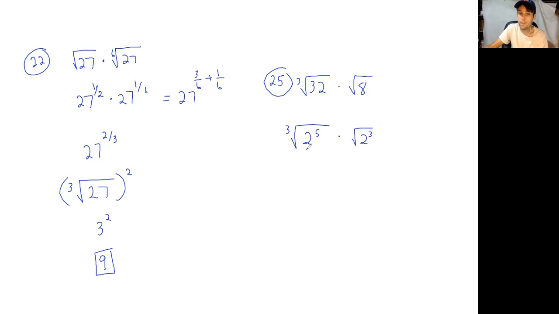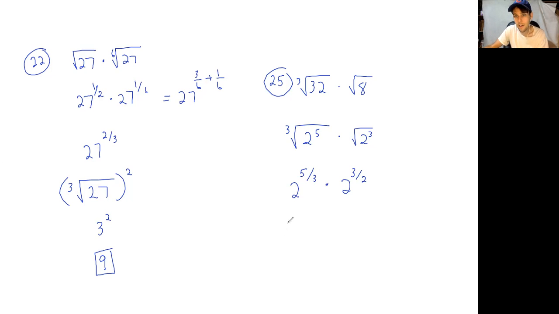Okay, now, since I have the same base, I have a base of 2, I can rewrite these using exponents. So I have 2 to the 5 thirds, right? 5 because that was the power of 2 that I'm working with, and 3 because that's the type of root that was going on, times 2 to the 3 over 2. 3 again because that was the power of 2, and 2 because really, even though there's no number here for the index of my radical, square root is a root of 2.